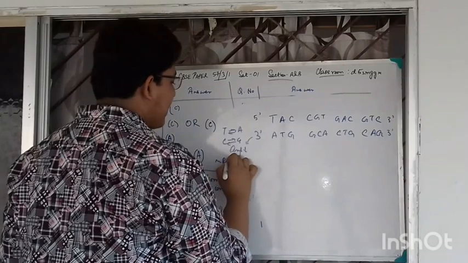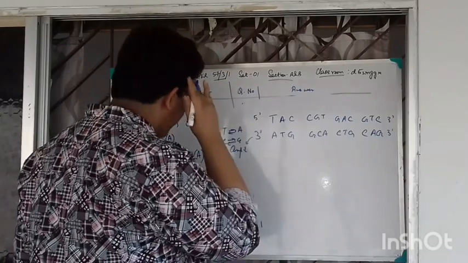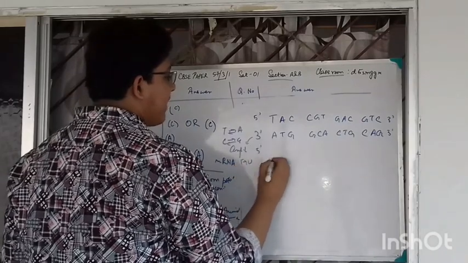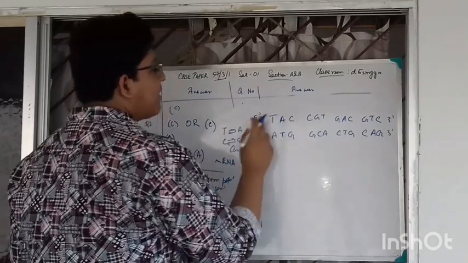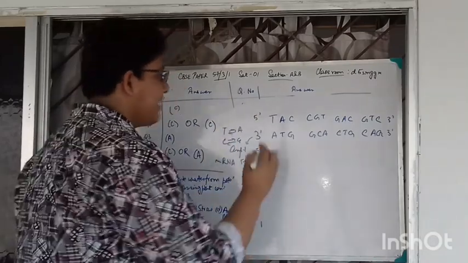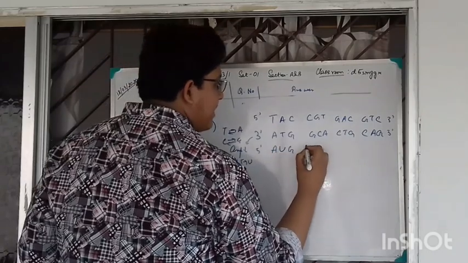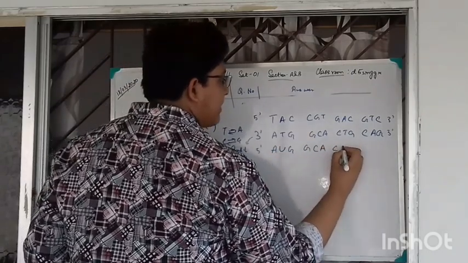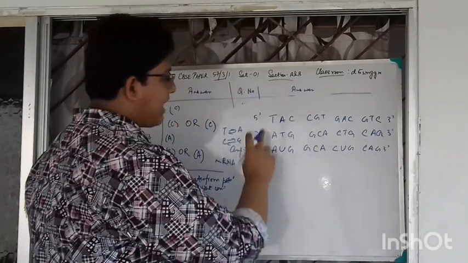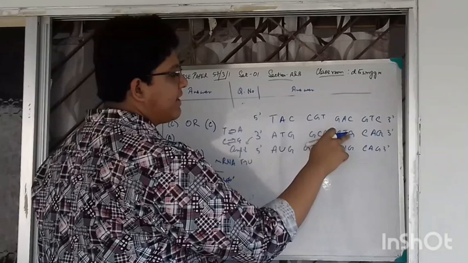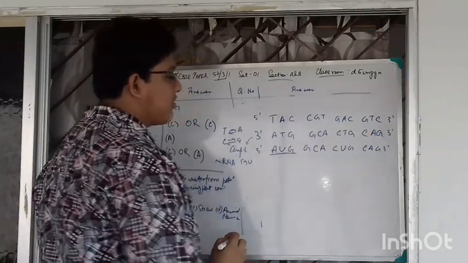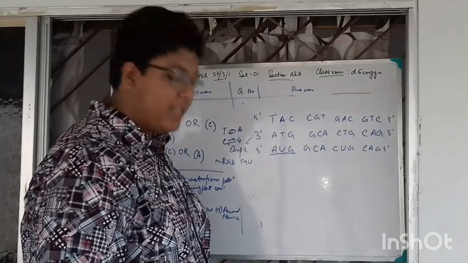and the mRNA will be, as we know, the whole will remain the same except the T will become U. It will be 5 prime from here. From 5 prime it gets complementary where the T gets replaced by uracil. So AUG GCA CUG CAG 3 prime. So AUG here is a start codon, which also codes for methionine.